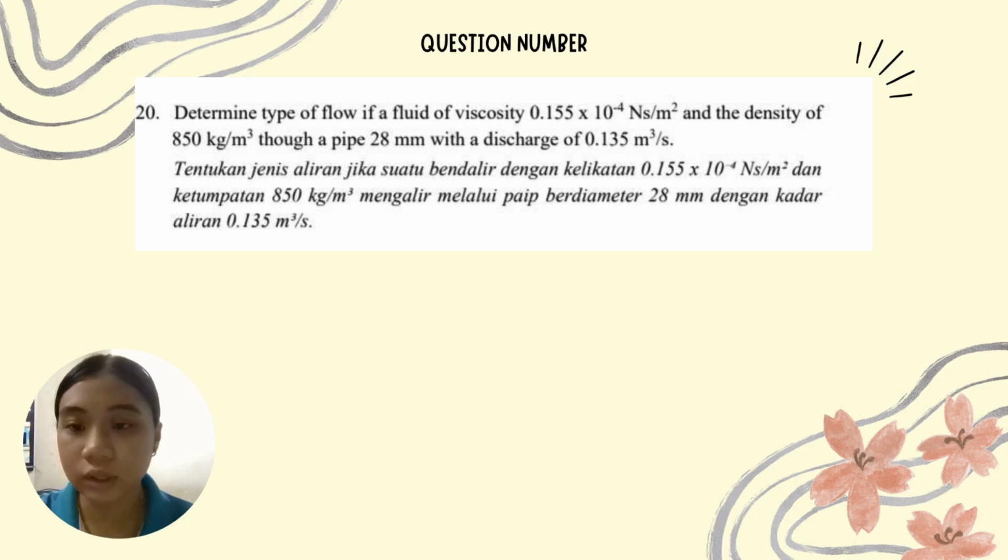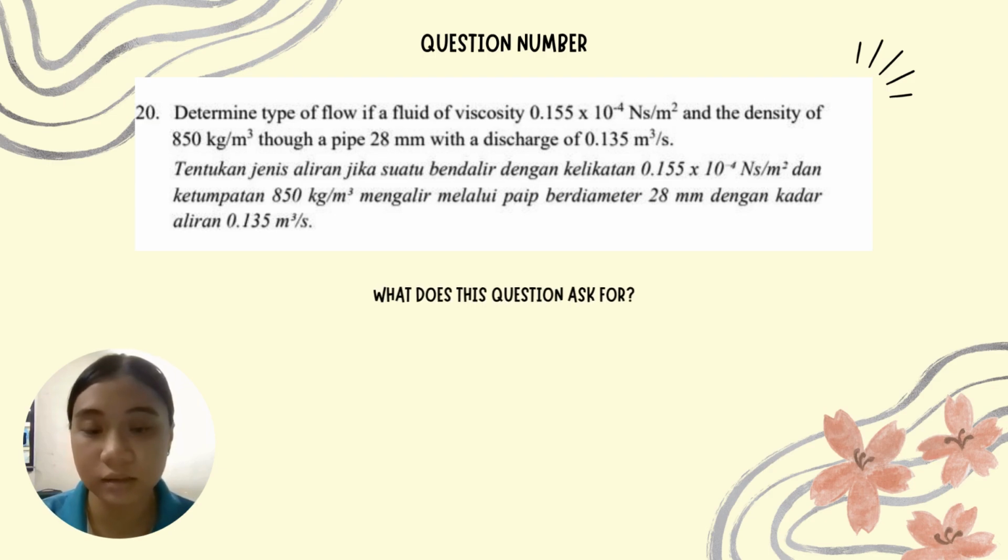Given question number 20, determine the type of flow if a fluid of viscosity 0.155 times 10 to the power of negative 4 Newton second per meter square and a density of 850 kg per meter cube. The pipe is 28 mm with a discharge of 0.135 meter cube per second. So what does this question ask for?